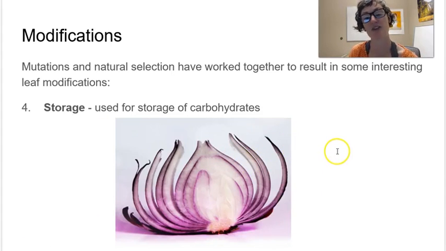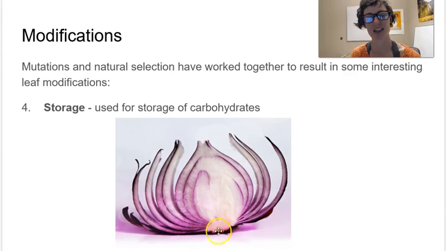Another modification would be storage. So this is a bulb where the leaves are fleshy and have evolved for storing starch, and these are generally going to be below ground. This plant, an onion, will still make leaves above ground that will look totally different and photosynthesize, but it also has these non-photosynthetic leaves that store starch that are below ground. So that's a bulb. It has a short little stem, fleshy leaves, and then the roots would emerge from that.